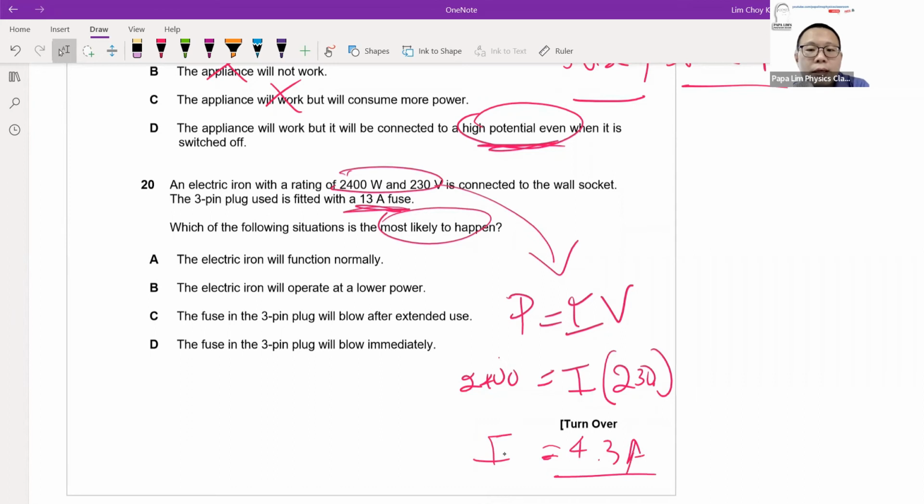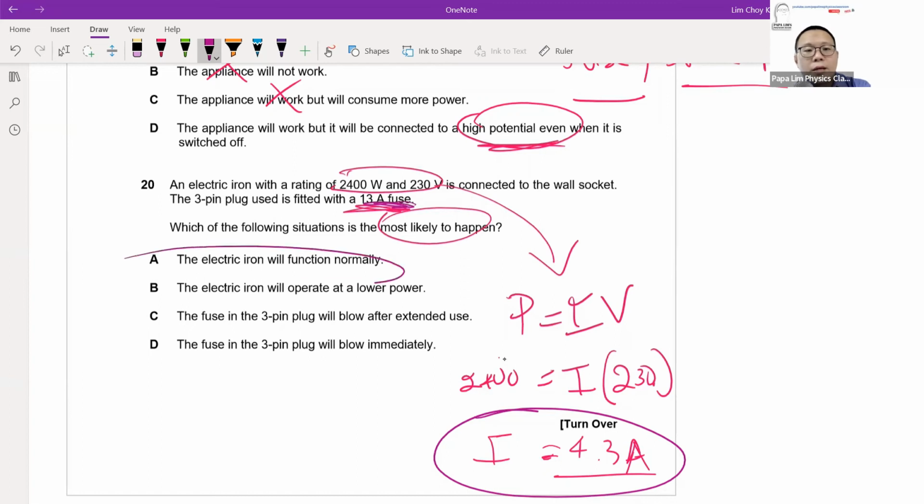If you use a 30 amp fuse, the fuse rating is 30 amp, and your working current is 4.3. So you'll find that your working current is still lower than the fuse. Which means when 4.3 amp of current flows through the cable and through the fuse, the fuse will not melt, because the working current is still lower than the fuse rating. So the iron will operate as per normal.